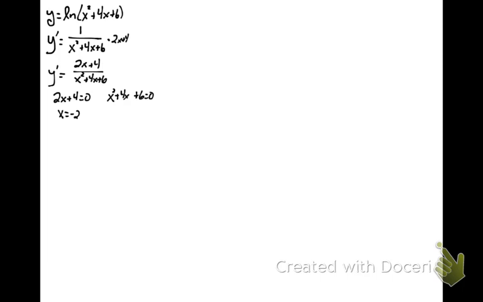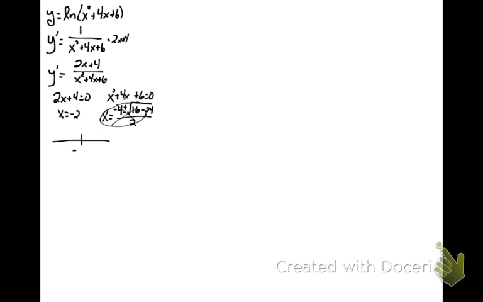It's not going to factor into anything nice, so I'm forced into using the quadratic formula. Negative b plus or minus the square root of b squared minus 4ac all over 2a. I'm just going to get some imaginary numbers, so this I don't even have to worry about. So my only critical point then is x equals negative 2.